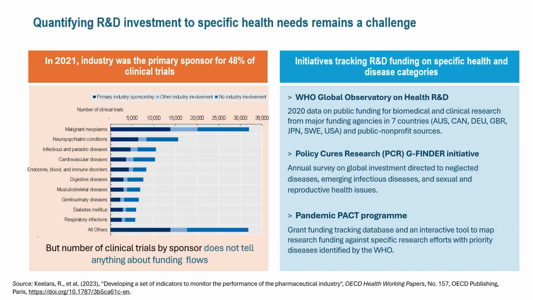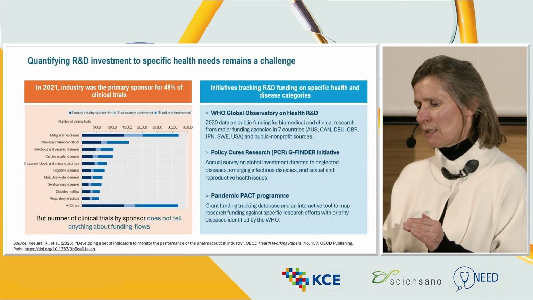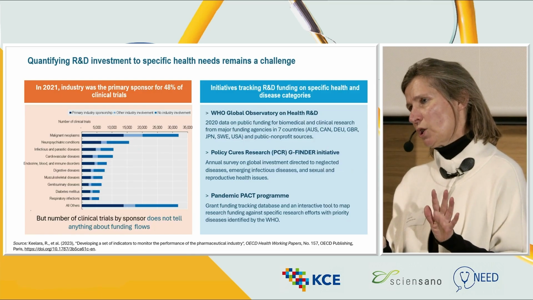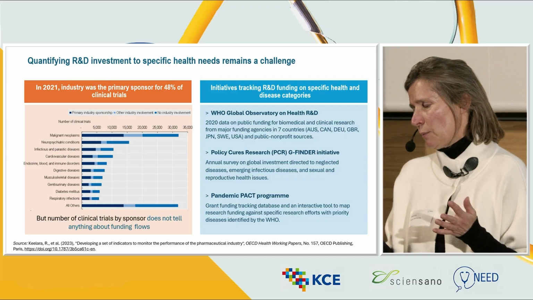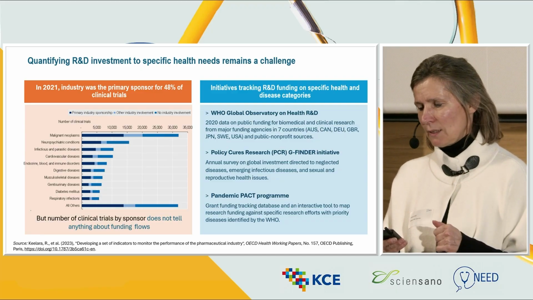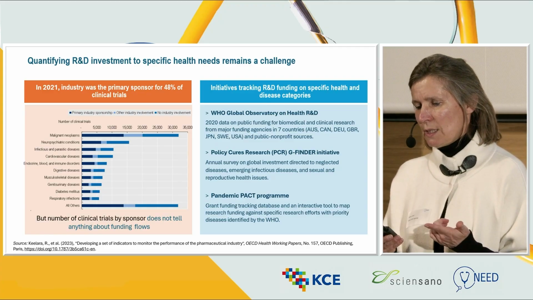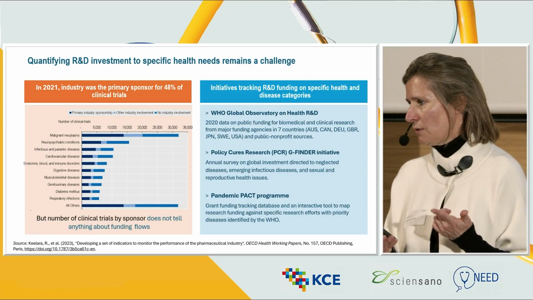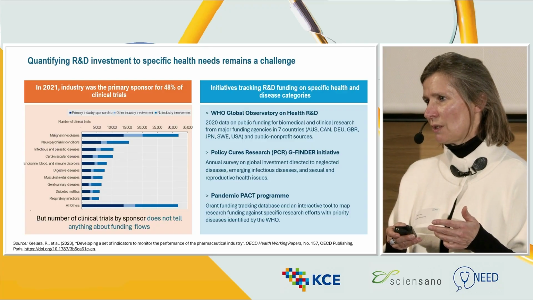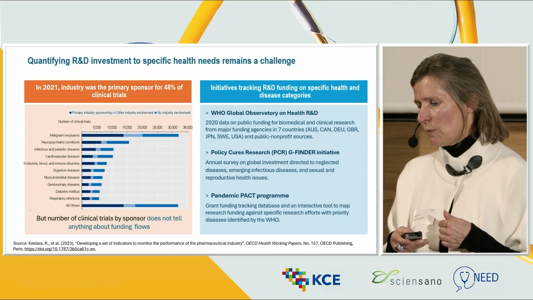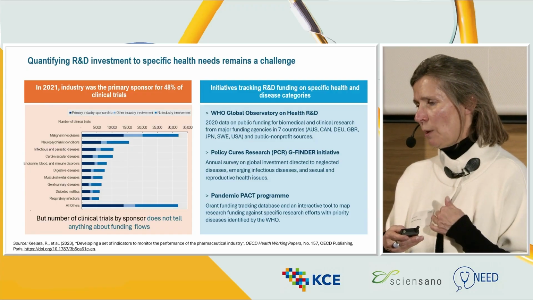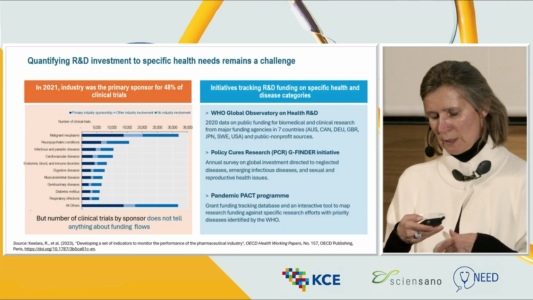On the right side of this slide, I want to acknowledge the existence of other resources to look at public funding of R&D by disease. There is the WHO Global Observatory for R&D, which gives you some indication for 7 governments, among which the US, so it's not the smallest, it's a big part, for 80 categories of disease. There is also the Policy Cures Research funder initiative, but it's more focused on neglected disease. And there is also the Pandemic PACT program, which is looking at public funding for pandemic preparedness and so on.